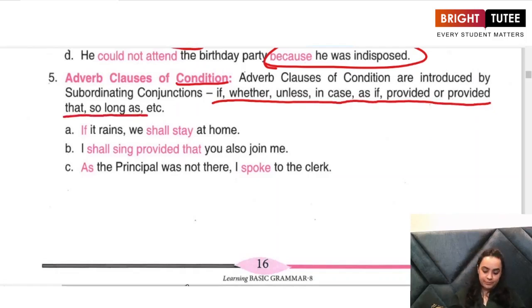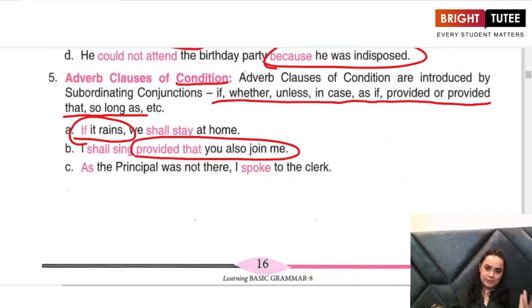For example, if it rains, we shall stay home. What is the condition for me to stay home? If it rains. This is my condition. I shall sing provided that you join me. What is the condition for me to sing? Provided that you join me. This is the condition. So, adverb clause of condition.